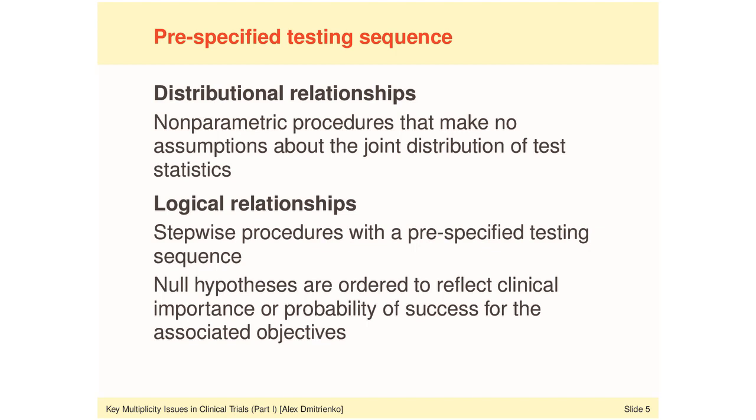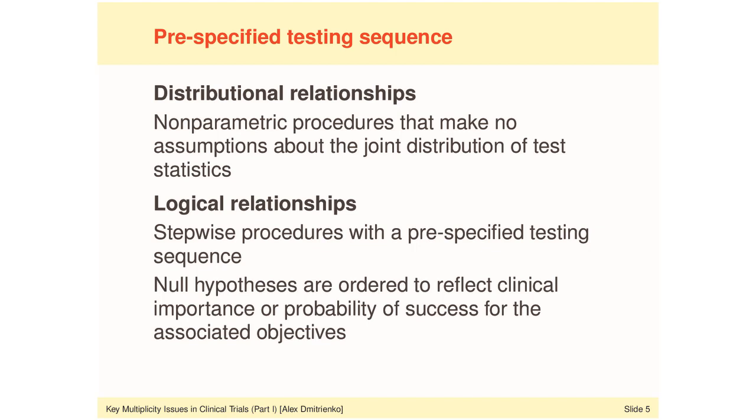First of all, in this class of multiplicity problems, we assume that there is no prior information on the joint distribution of the hypothesis test statistics. This is what defines distributional relationships and forces us to consider the general class of nonparametric procedures.